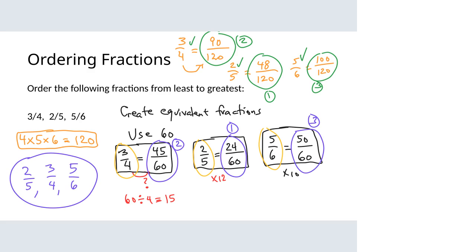So if you happen to notice that a number like 60 works, and that's going to be your new denominator, that's great. If not, you can always multiply them together and you'll wind up in the same place.